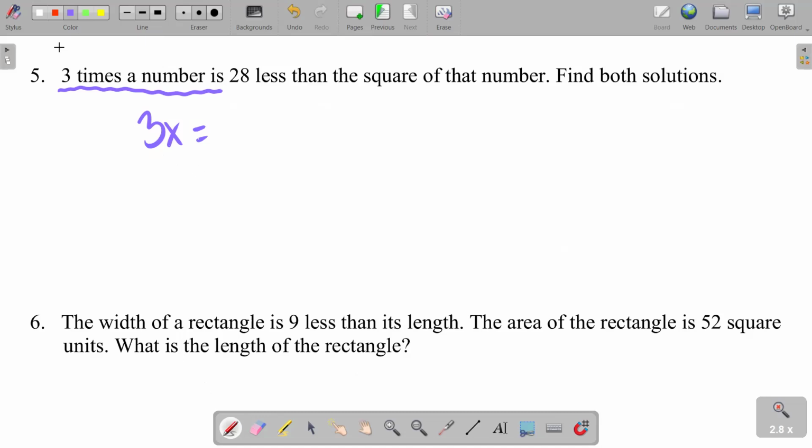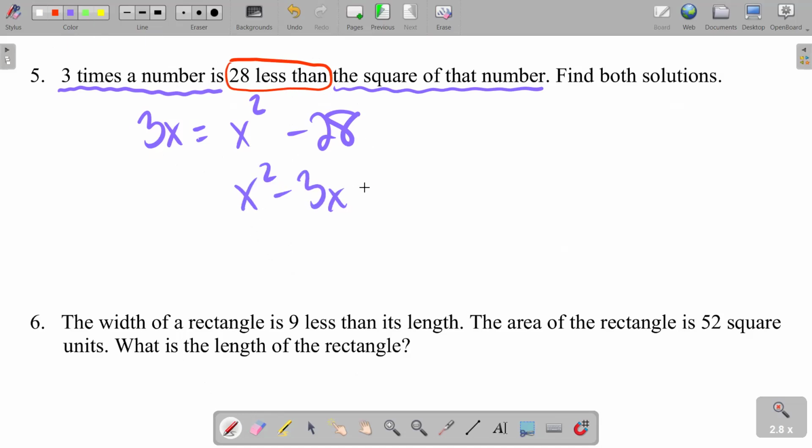What is 28 less than going to be? Space minus 28. 28 less than the square of that number. What's that going to be? Nice job. Who's moving? 3x. So again, we'll just leave the x squared, bring over the minus 3x, the minus 28. And then the factors on this one, I didn't mean for this to happen, but I do believe they're about the same as the last problem, aren't they?